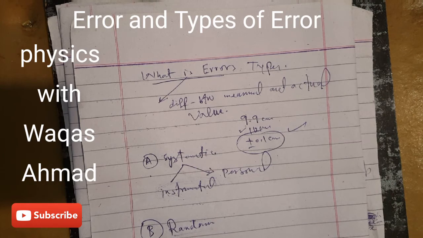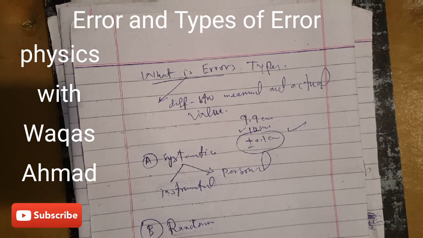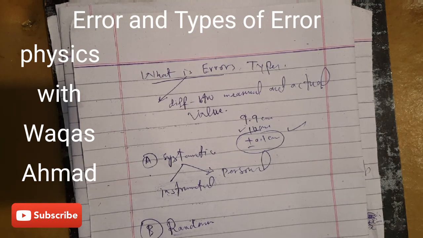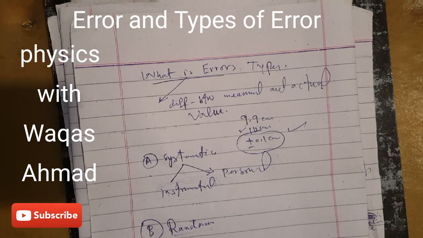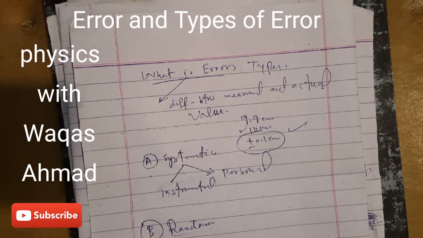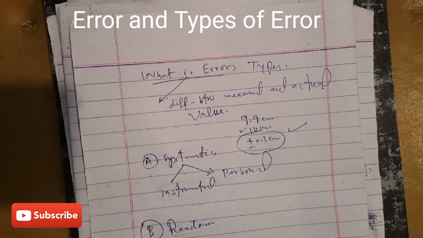How can we minimize the least count error? By using a high resolving power instrument. That kind of instrument which is more precise, least count error may be reduced as a result of that. So a high resolution instrument can improve experimental techniques.